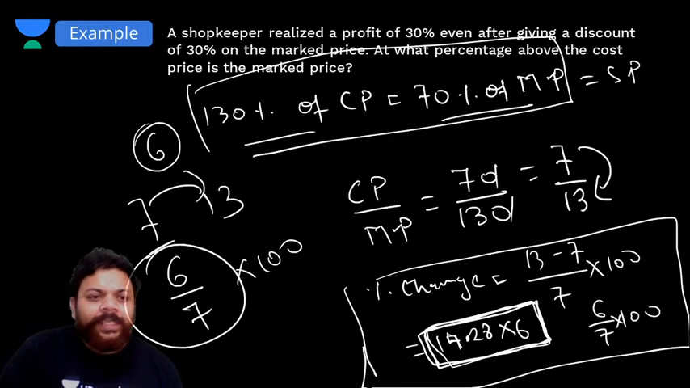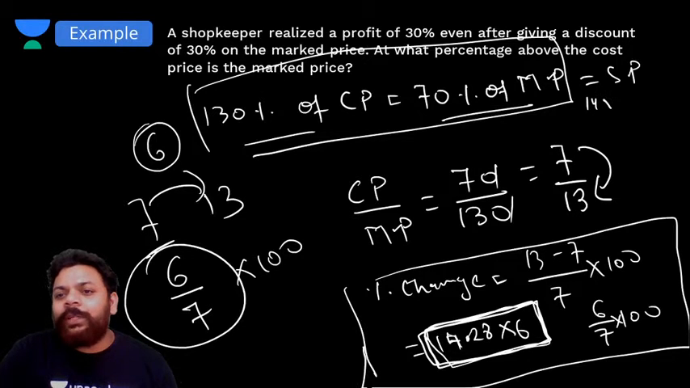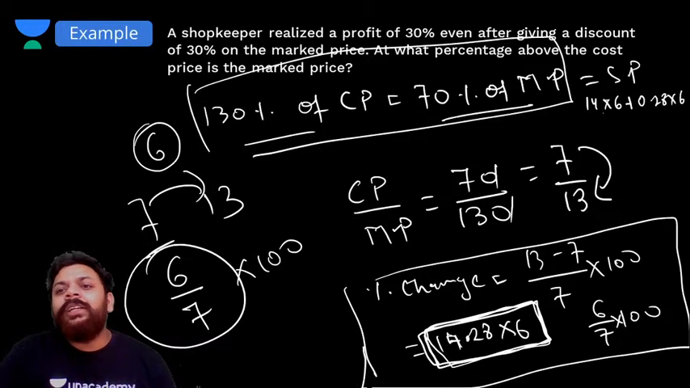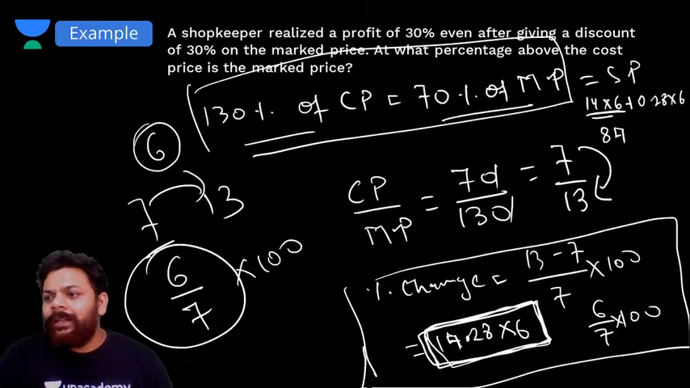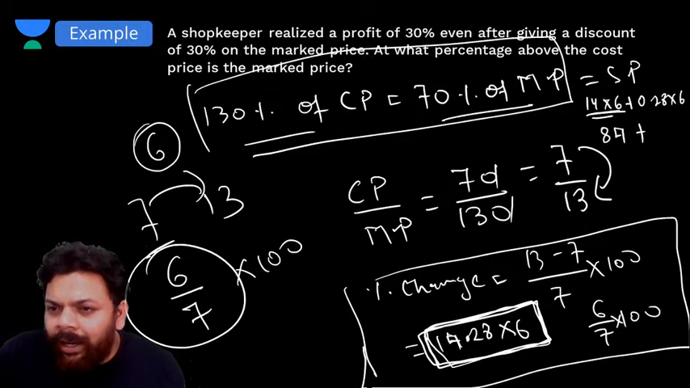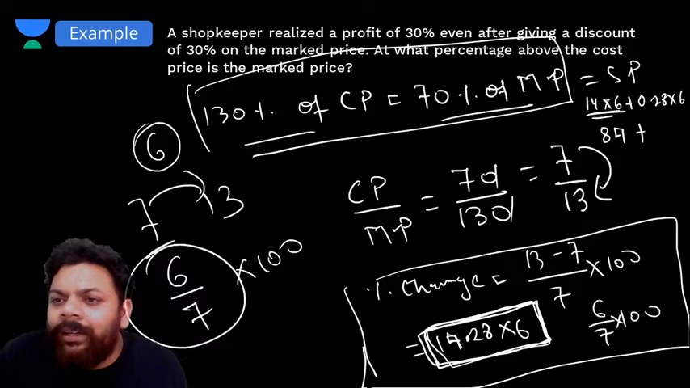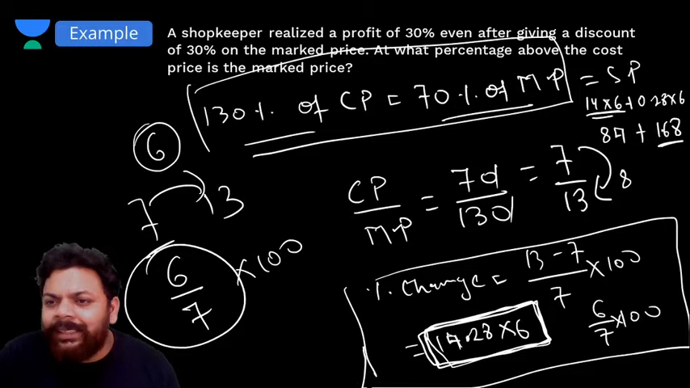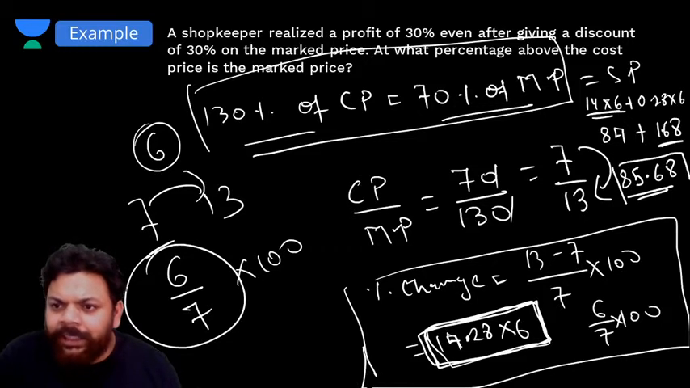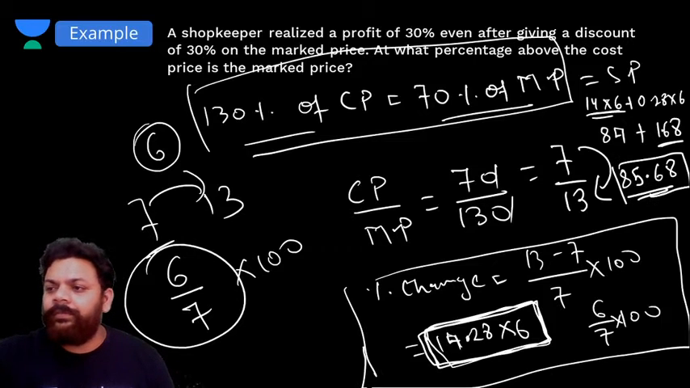I can write like this one. I can split and multiply: 14 multiplied with 6 plus 0.28 multiplied with 6. So 14 multiplied with 6 is nothing but 84, and definitely since this is double, this should be its double. That means 168, and there are 2 digits after the point, so I will get the answer as 85.68, which is my approximate answer.